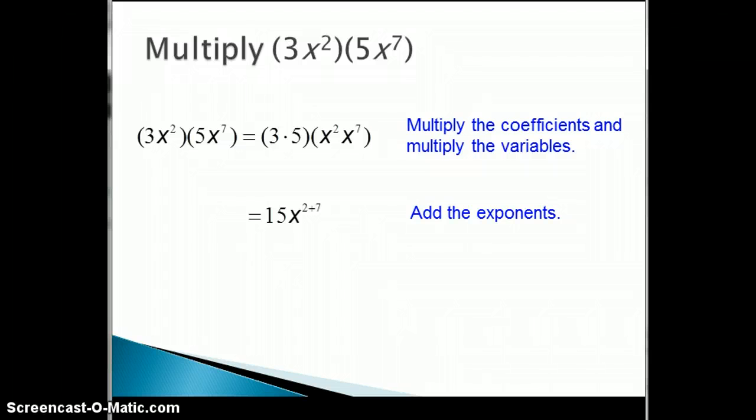So when we multiply the 3 times the 5, we get 15. And when we multiply x squared times x to the 7th, we need to apply the product rule, which says to add the exponents. And of course, we always simplify as much as possible, so the 2 plus 7 becomes 9, and our answer is 15x to the 9th.